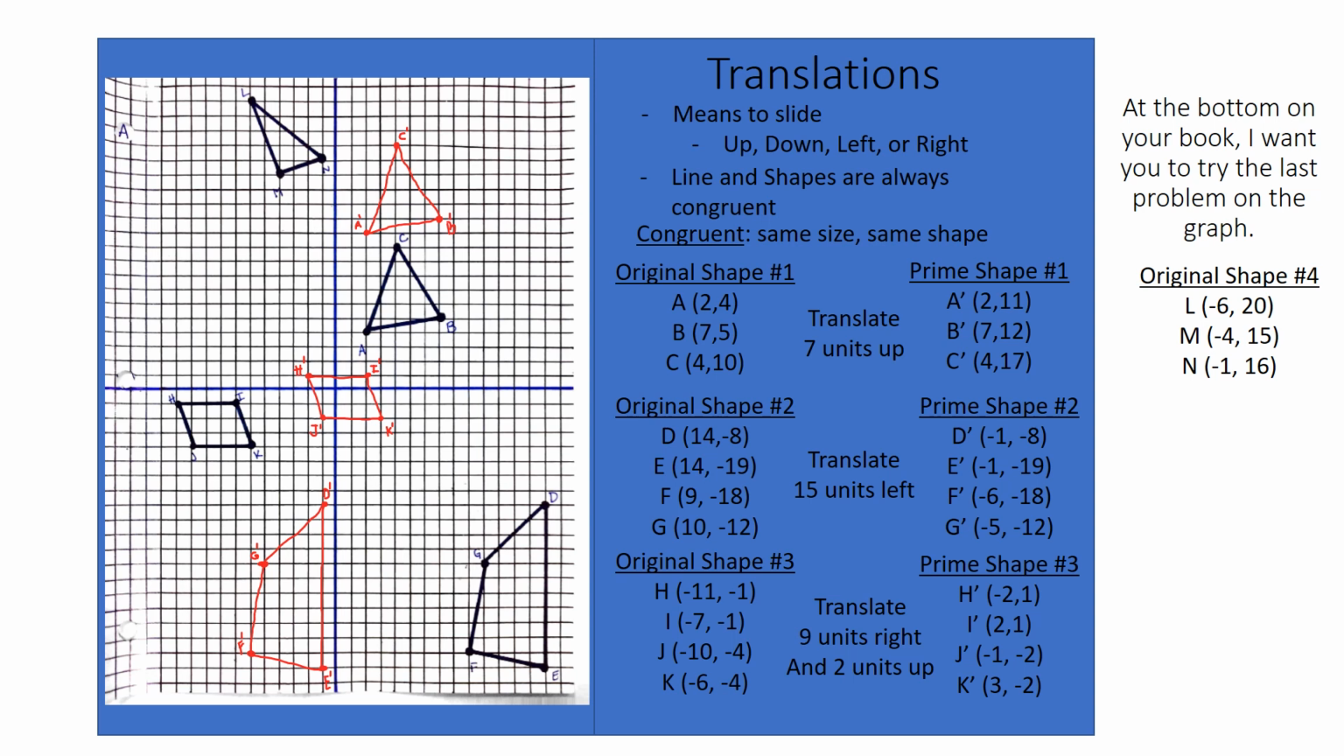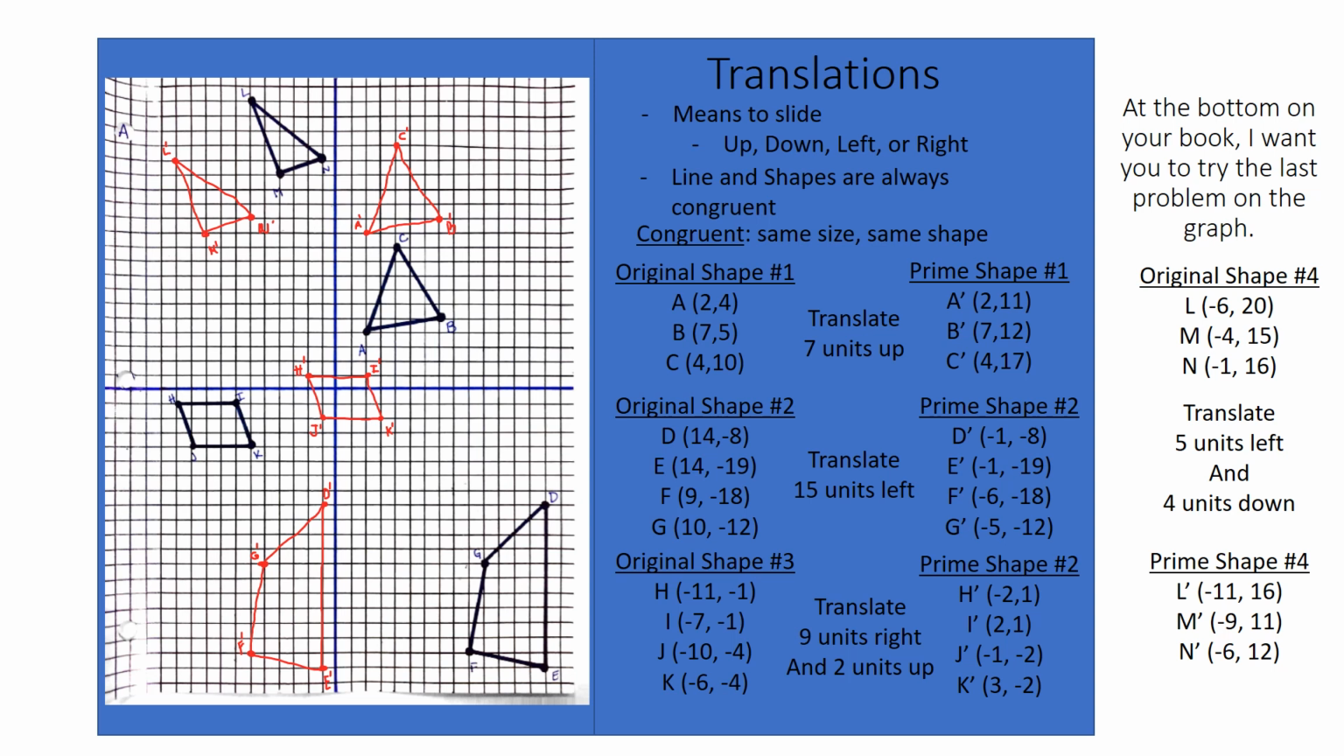You are going to translate. You can go ahead and take a look at the screen and see if you got the answer correct. Once you have graphed your shape, remember to write down the new coordinates. The new point L prime is at -11, 16. M prime is at -9, 11. And N prime is at -6, 12.